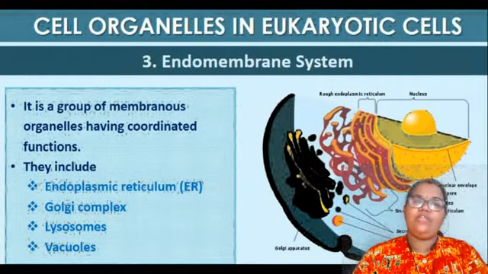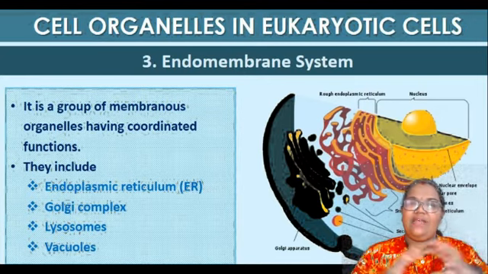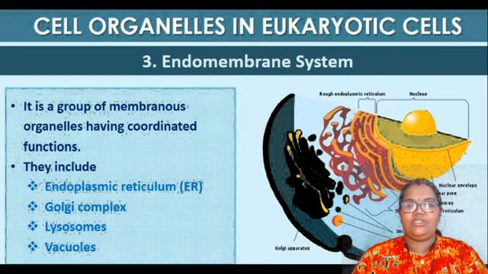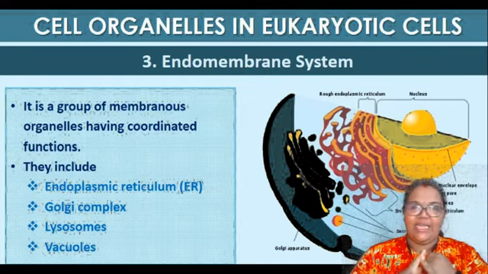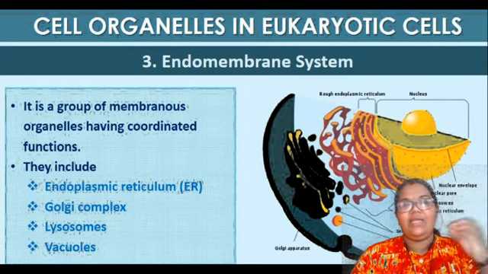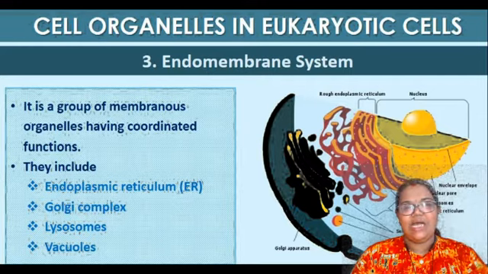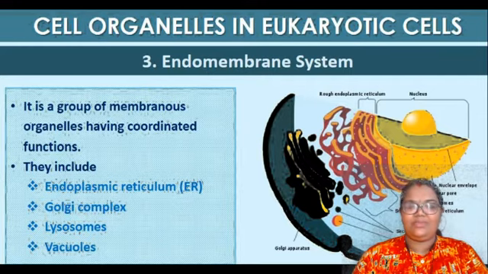Now we are moving to the endomembrane system. We have already told that the endomembrane system means they have a coordinated function. They are connected and related in their function, which includes the ER, the endoplasmic reticulum, the Golgi complex, the Golgi bodies or Golgi apparatus, then the lysosomes and the vacuoles. These all are coordinated in their function. These organelles are commonly called the endomembrane system. One by one we will go.